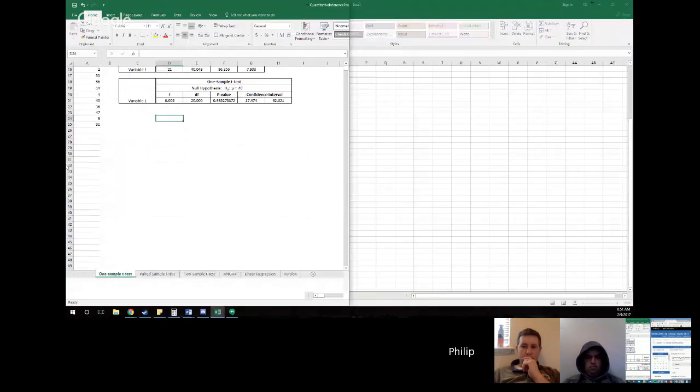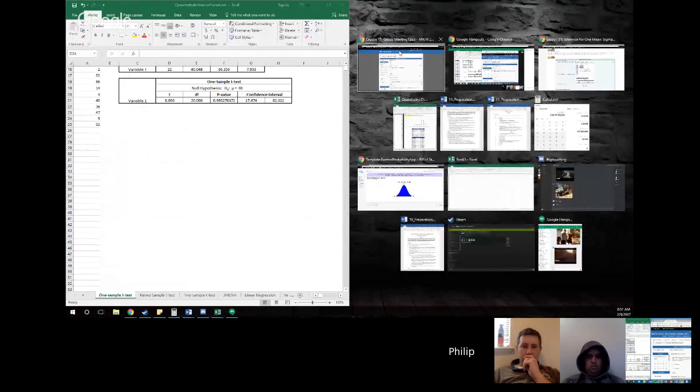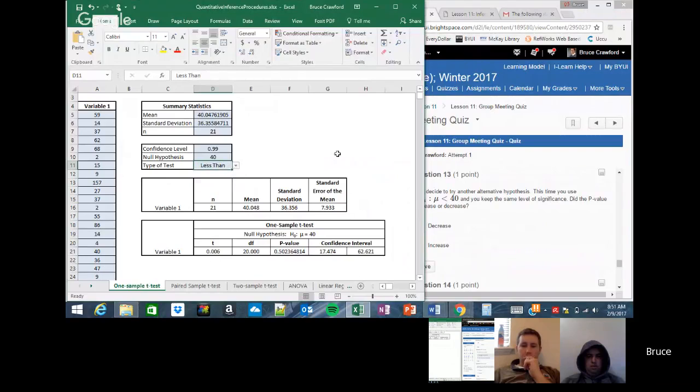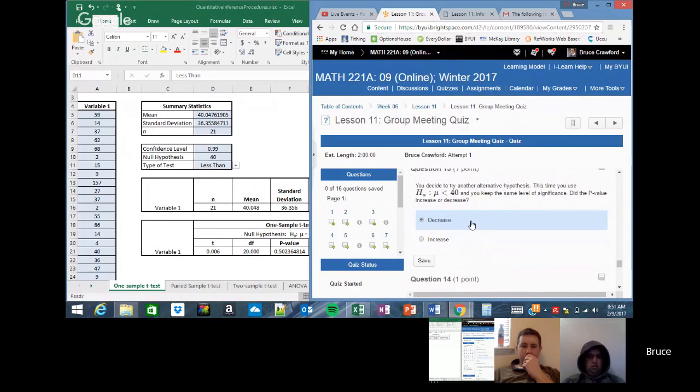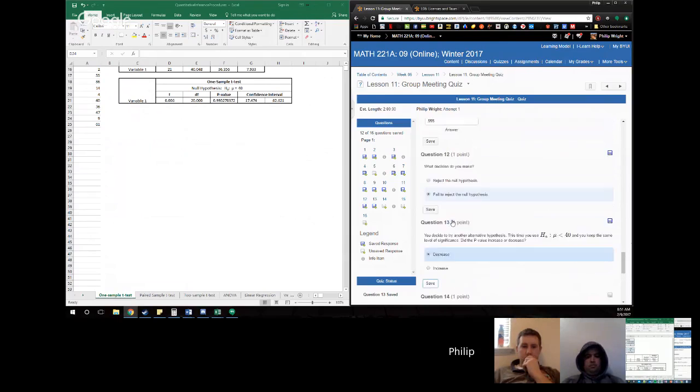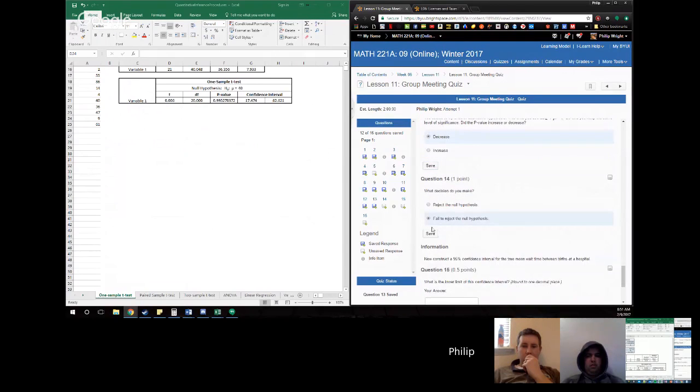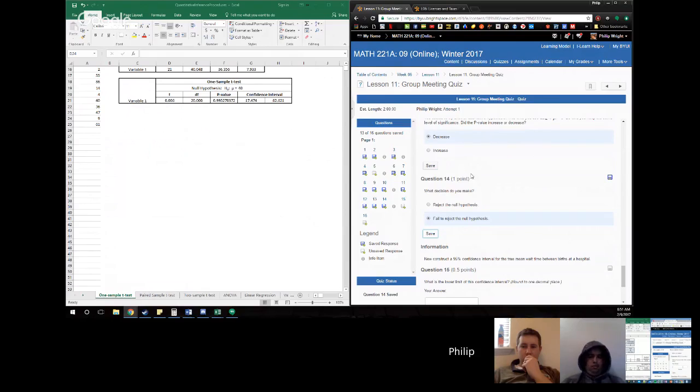Now we're going to make it less than 40. The p-value decreased, still a fail to reject though. So then we still do fail to reject. Yeah, fail to reject. Because the significance is still 0.01, right? Yeah, 0.01 is right.